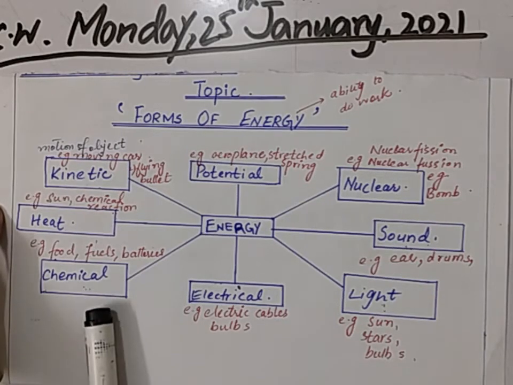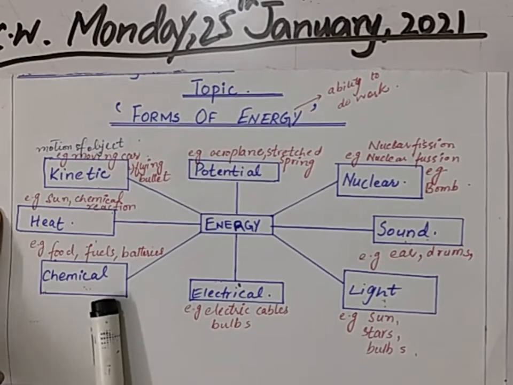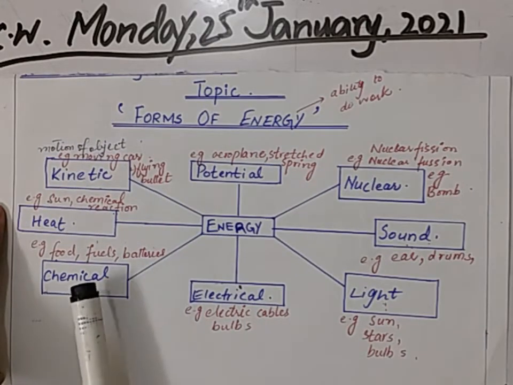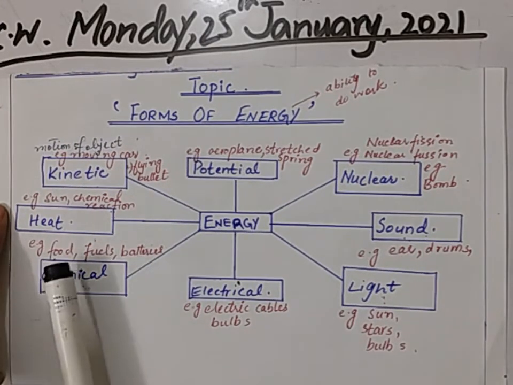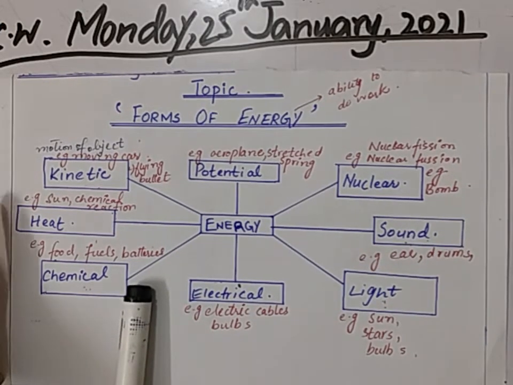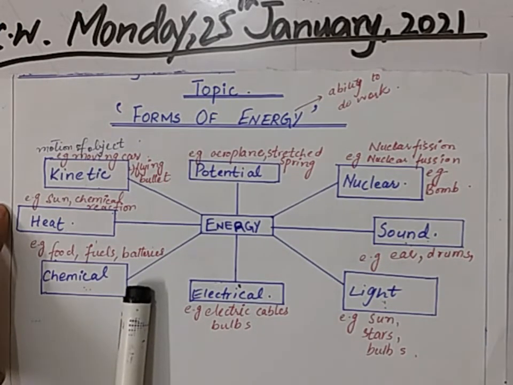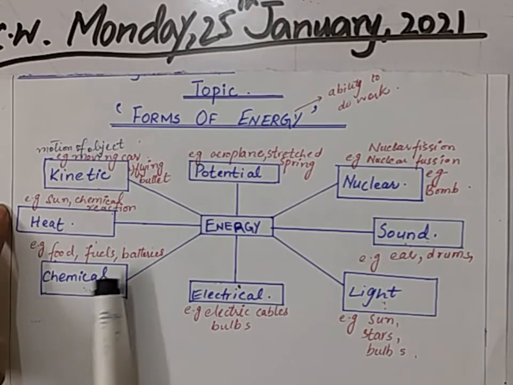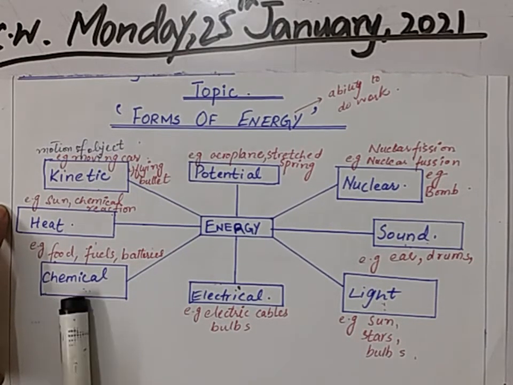Next one is chemical energy. What is chemical energy? Chemical energy is the form of energy which is present in our food, fuels or batteries. So the examples written over here are food, fuels and batteries. Students, green plants trap the light energy from the sun and convert it into chemical energy during photosynthesis. Other forms of energy are sometimes converted into chemical energy before they are saved for future use. So this is all about chemical energy.